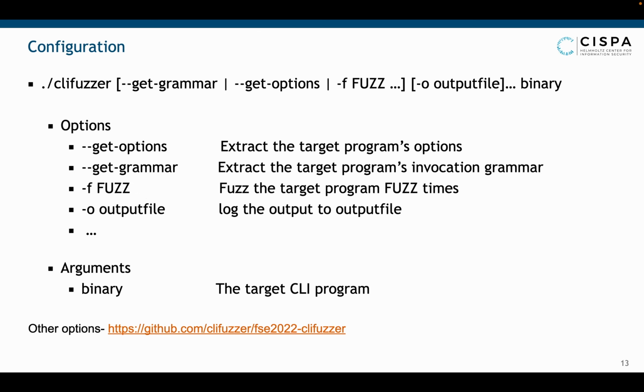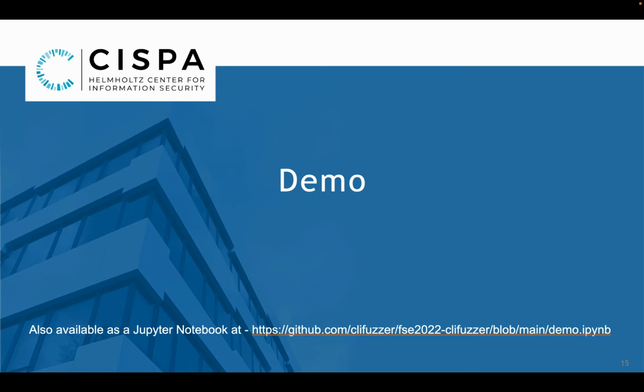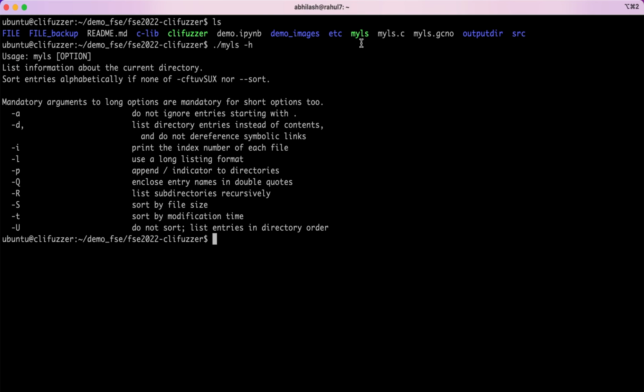CLIFuzzer offers multiple functionalities such as extracting the options, constructing the invocation grammar, or fuzzing it. And after fuzzing it, it outputs a log file noting all detected possible failures. Now we'll observe CLIFuzzer's execution on the terminal. Our target utility is a custom implementation of the ls program called myls, which lists the information about the current directory and has about 10 options. We wish to demonstrate all major functionalities of CLIFuzzer using myls.